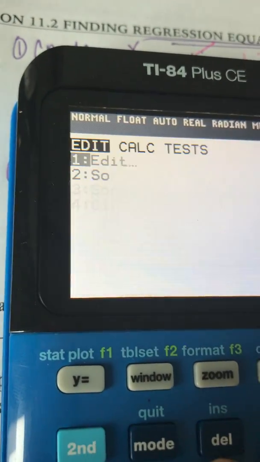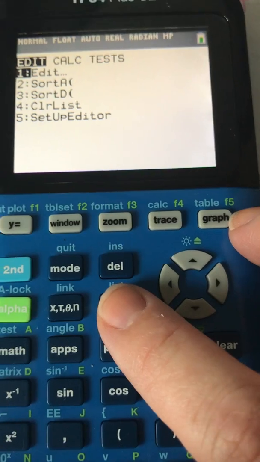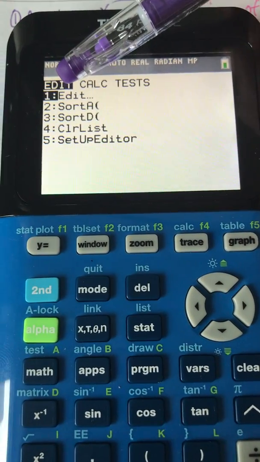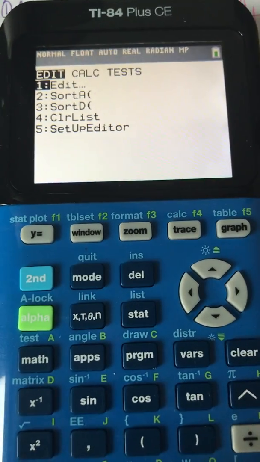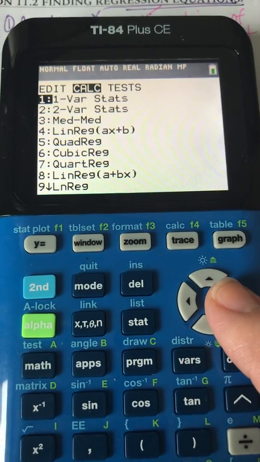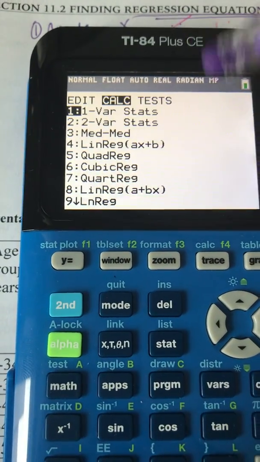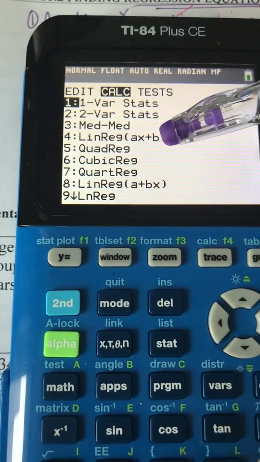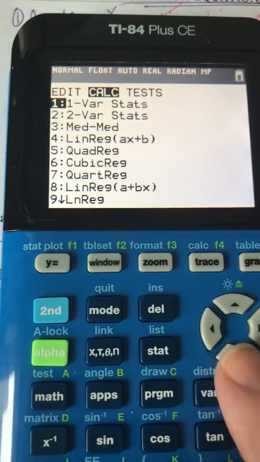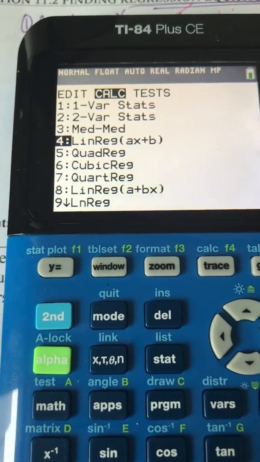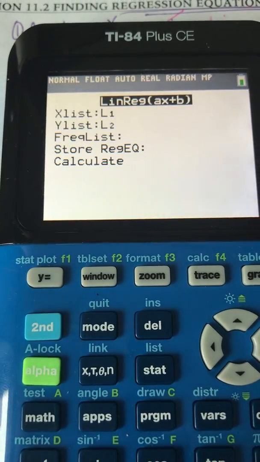So we're going to go over to stat again. Here we see that we were in this same menu when we went to edit, but this time we're going to go over to calc. If we go to calc, we head down to number 4, which is our linear regression. We hit OK.